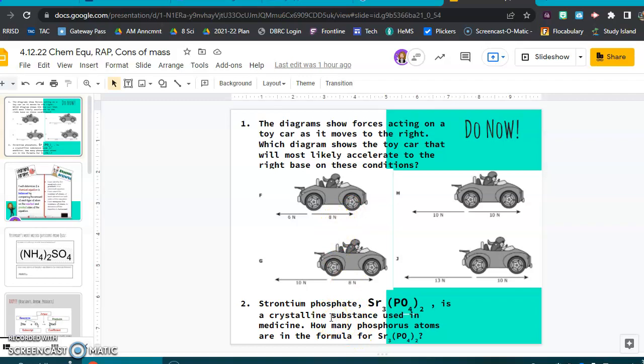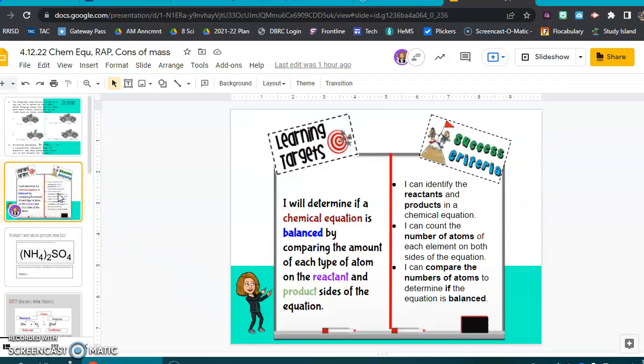Now number 2, strontium phosphate, Sr3(PO4)2, is a crystalline substance used in medicine. How many phosphorus atoms are in the formula for Sr3(PO4)2? So remember, the subscript gets applied to just the O and the P. So 2 times 1 is 2. That's awesome.